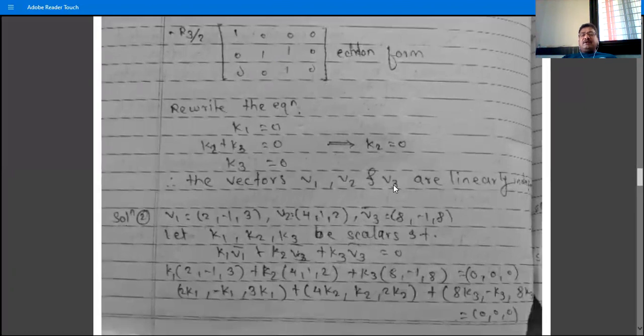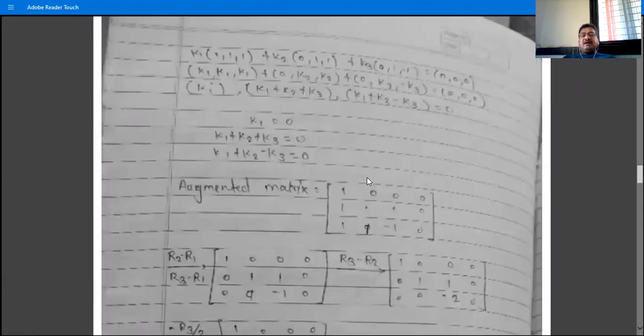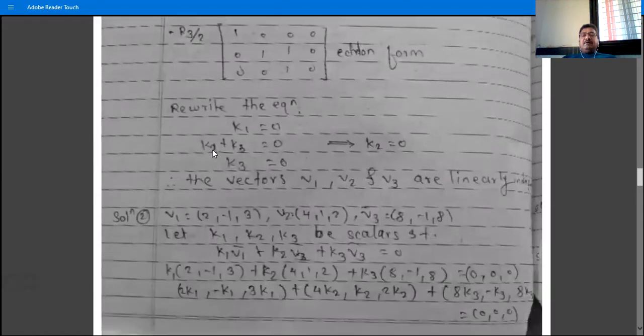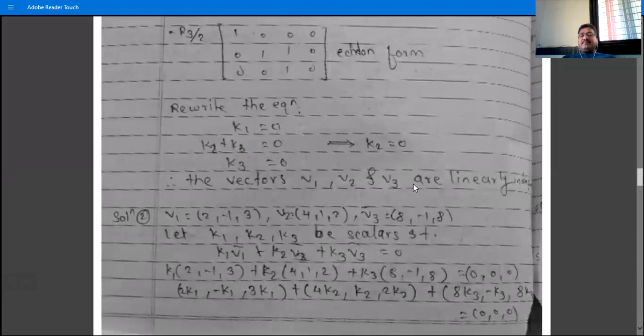And therefore V1, V2, V3, the given three vectors, are linearly independent. If one of them were non-zero, then we would say the given vectors are linearly dependent. But we have all K1, K2, K3 equal to 0, and therefore V1, V2, V3, these three vectors are linearly independent.